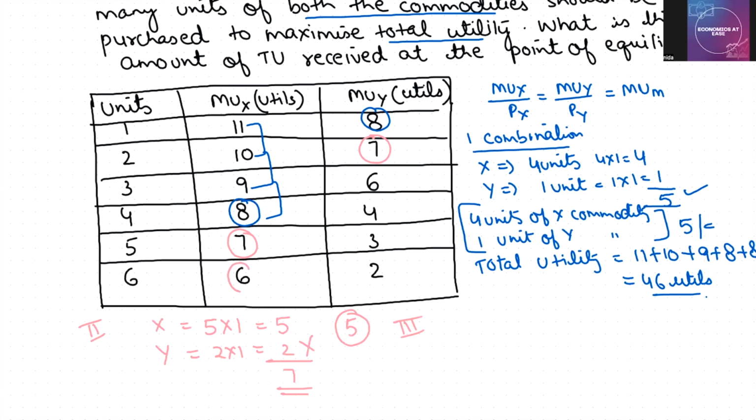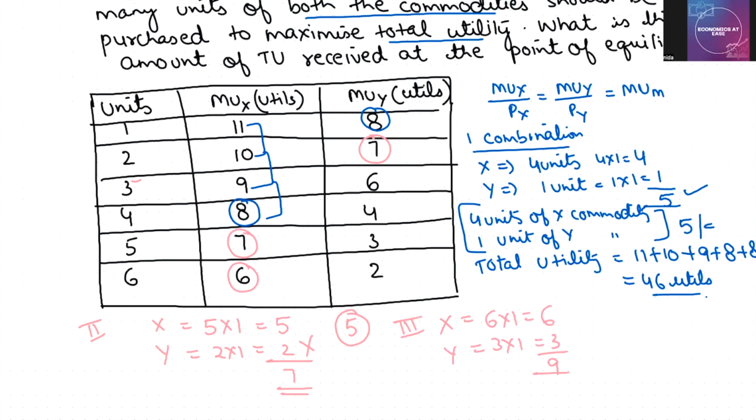It means if we take units of X, we take 6 units, so 6 into 1 price, that is 6. Okay? And how many units of Y are we taking? That is 3, right? So 3 into 1, you will get 3. So total income you are spending is 9. So that's because of this reason, the combination of 4 units of X commodity and 1 unit of Y commodity is consumer's equilibrium.